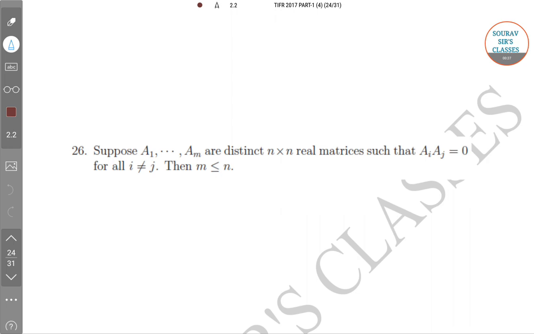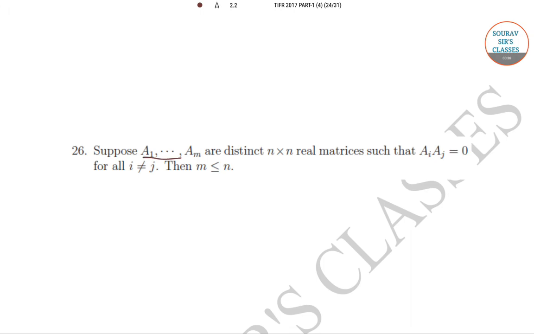In question number 26 it has been said that suppose A1, A2 up to AM are distinct n cross n real matrices such that Ai into Aj is equal to 0 for all i not equal to j, and in that case we have to show that M is less than or equal to n. We have to check whether this statement is true or false. So let's begin.